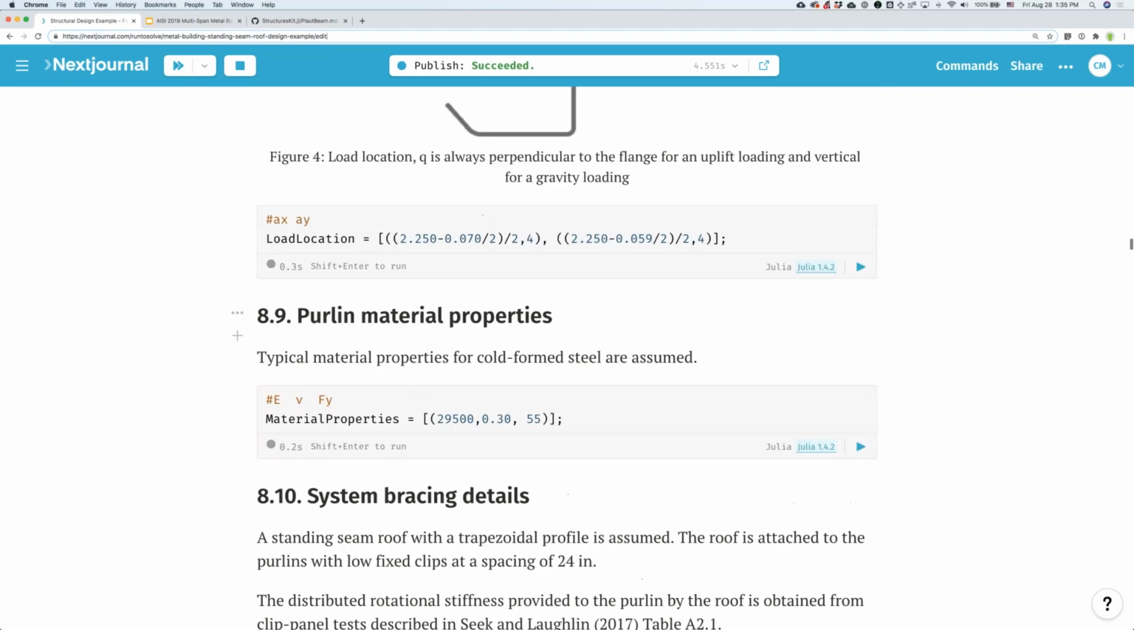I'm happy to take more questions now for a few minutes. So Chris, I just want to clarify to all the attendees that there is a link in the chat box that will bring up this example that you're showing in Nextjournal, and since this is not in the PDF handout, you might want to bring this up and follow along as Chris is presenting.